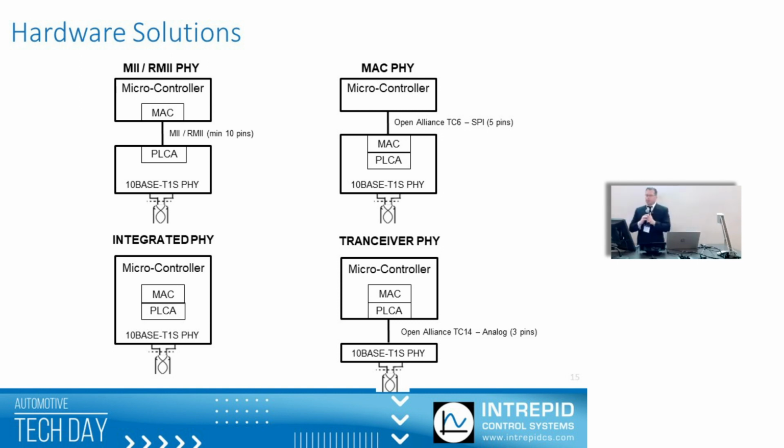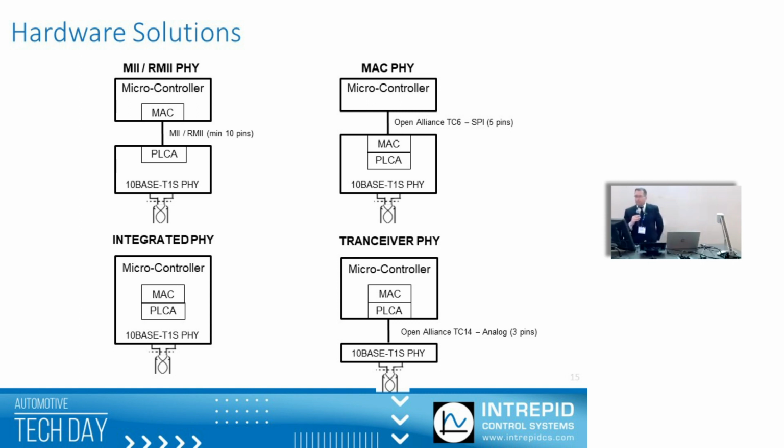So in the upper left-hand corner is your standard MII interface, which is minimum 10 pins, where you have PLCA, 10BASE-T1S PHY. There is a possibility that you can have a SoC, for example, and just have an integrated PHY. To look at the one below this, an integrated PHY is where you just have one chip. It's got the analog part built in. It's got PLCA built in, a MAC built in, and then also a microcontroller or FPGA, whatever. That's a possibility for companies that want to integrate everything into one chip.